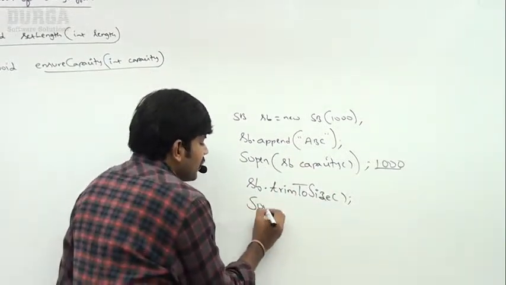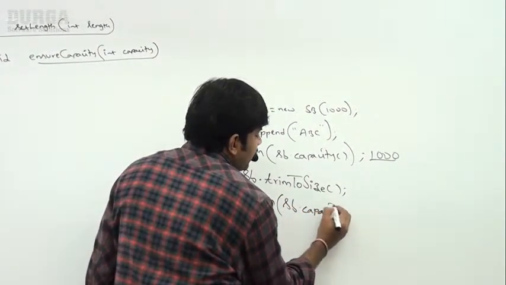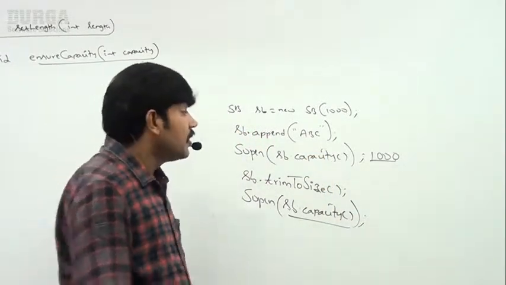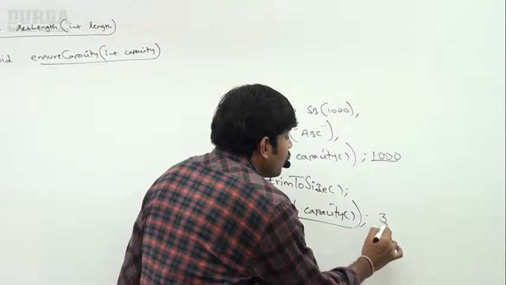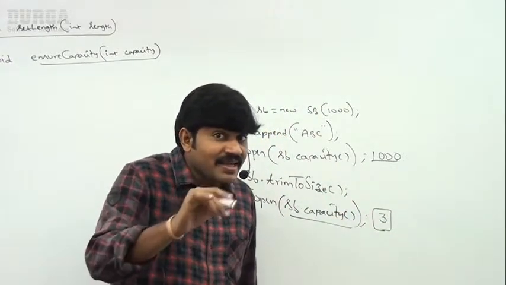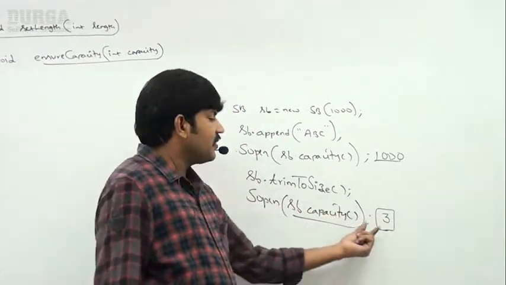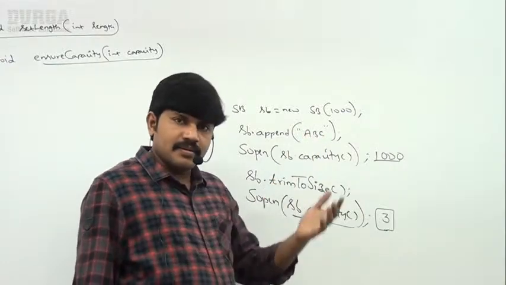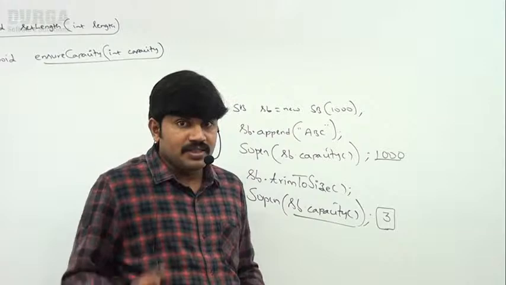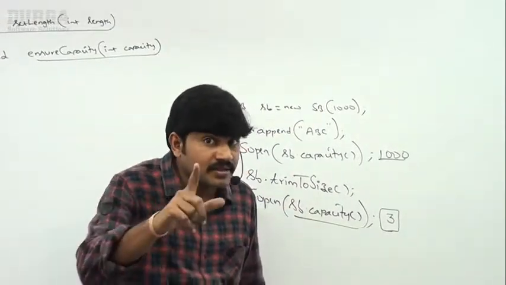Now let me cross check. System.out.println of sb.capacity(). Now what is the capacity? Only 3, because the remaining 997 memory locations are deallocated. Now capacity is 3, length is 3. So to improve memory utilization, this type of support is also there in StringBuffer.